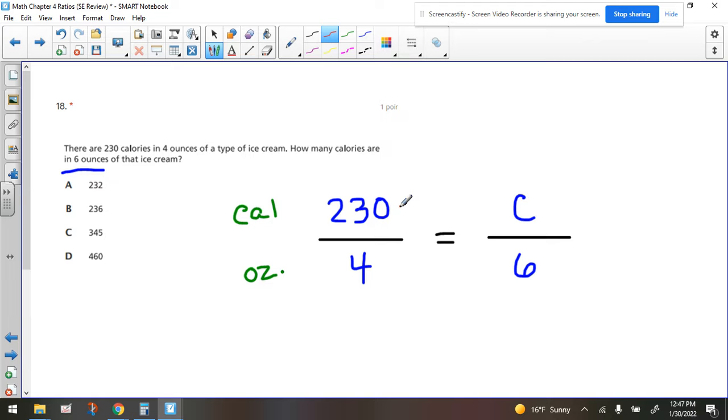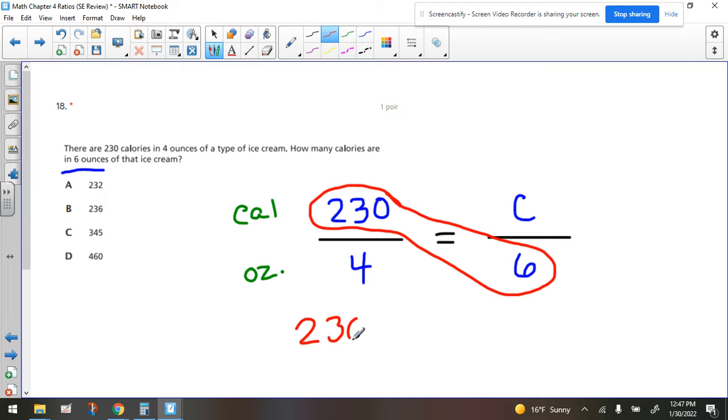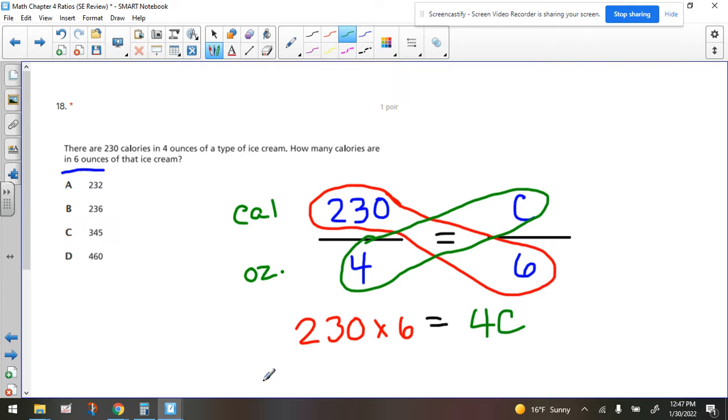So if we're going to use cross products, that means we would take this number times this number. We would find what 230 times 6 would be. And then the other cross product would be this times this, 4 times C. So let's use our calculator to find the product of what I have here in red.